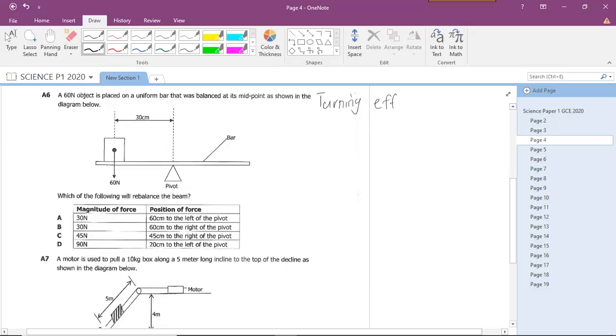Turning effects of a force is called the moment of the force. It's called moment.